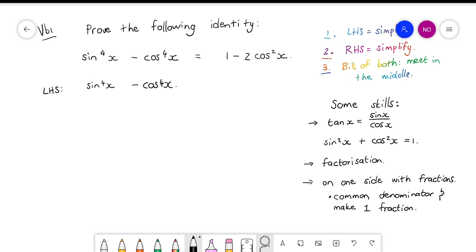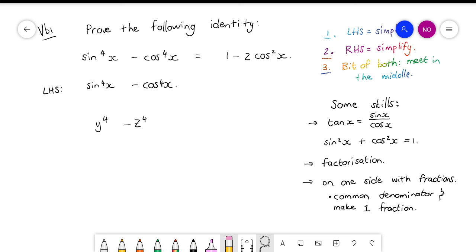Let me write them for you in easier terms. Let's say I had y to the power of 4 minus z to the power of 4. How can that be factorized? It's the difference between two squares. You see that?